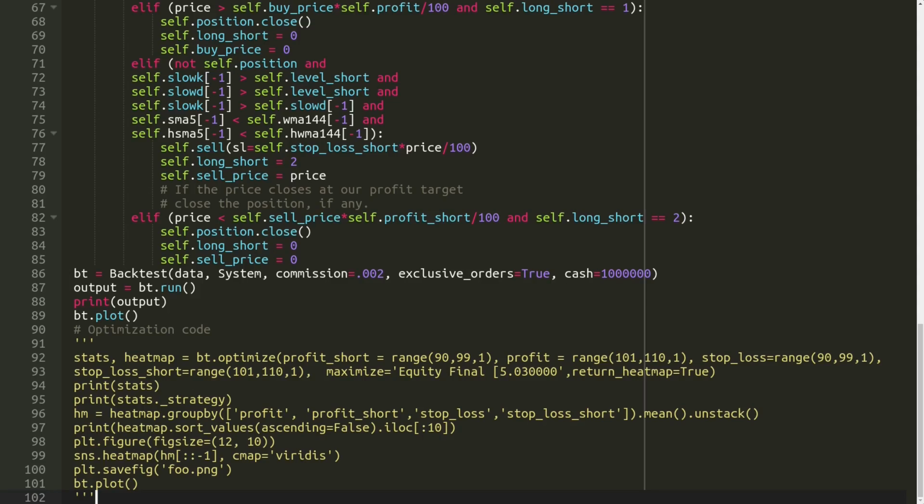The optimize method will return us the stats and heat map. Stats is the result for the best profit target and stop loss combination. Again, we print the results of the optimization, and also plot the trades for the optimized result. We also print the best 10 stop loss and profit target percentages. Finally, we save the heat map into an image file.